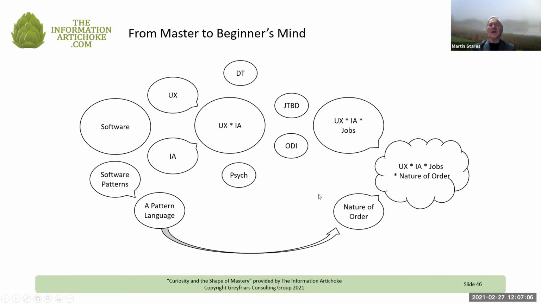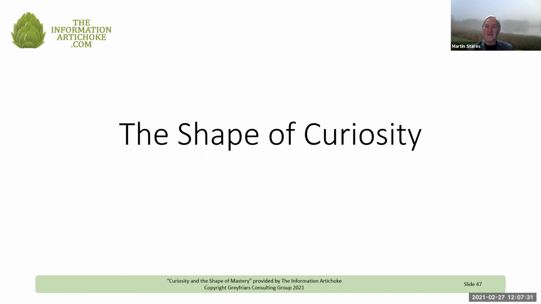So this is where I am. The final step is a combination of UX plus IA plus jobs plus the nature of order. It's got rough, fuzzy edges, unlike the other ones, which are pretty clear cut. Where do I go from here? I don't know where I'll go from here, but I know it'll be somewhere interesting.